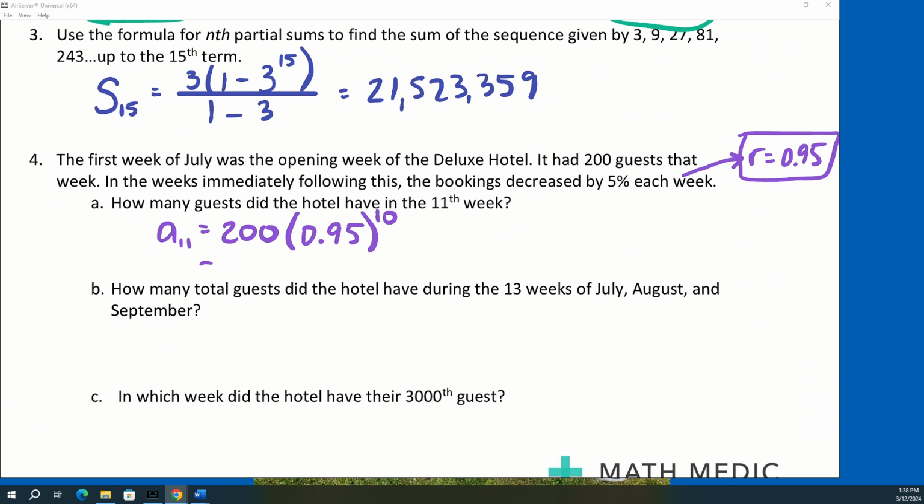All right, so since it's decreasing, this should be less than 200, and it is. But we don't ever want to give the answer as a partial guest. That's kind of gross. So it's going to be 120 guests.